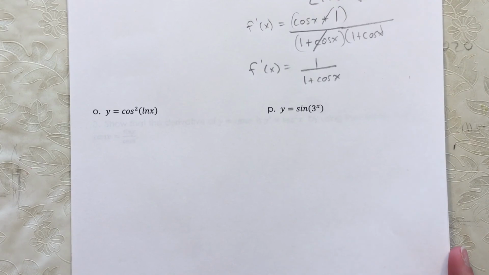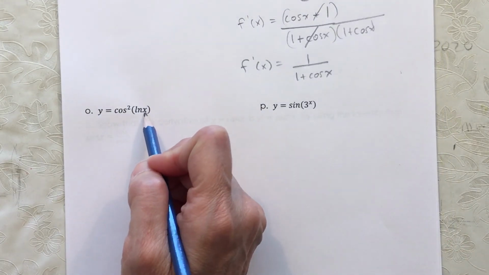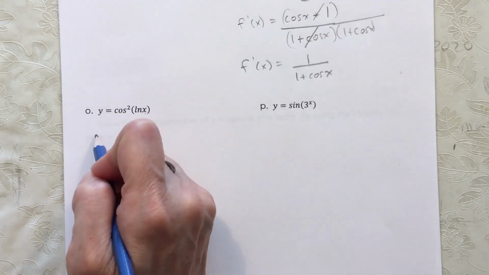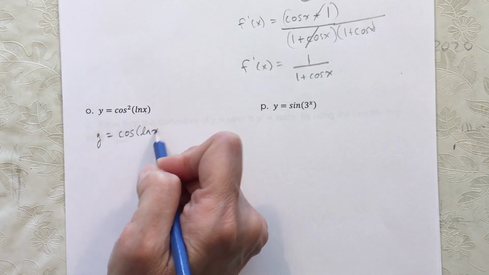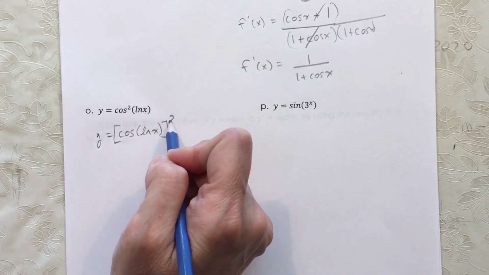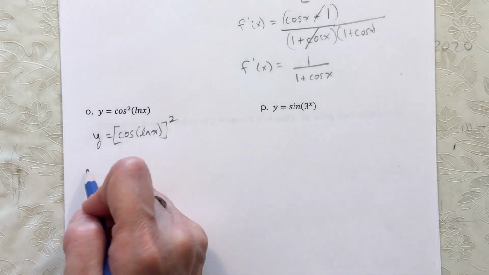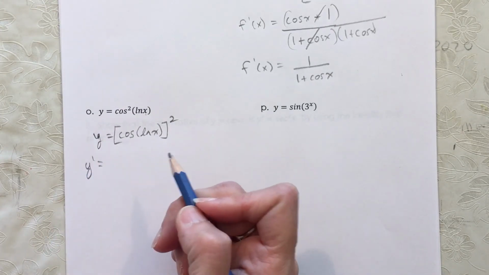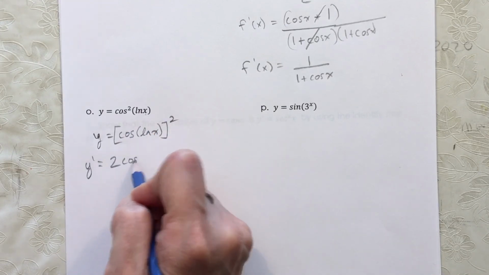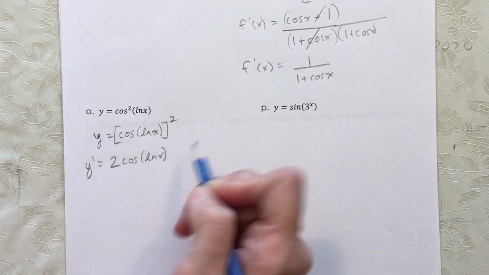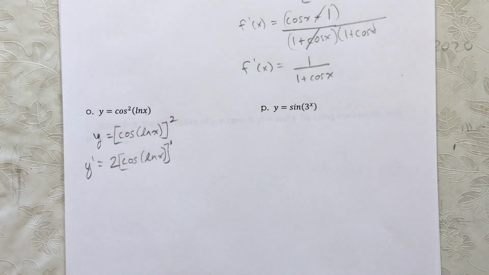So for O, y equals cos squared of ln of x. Again, the x is only in one spot, so it's going to be a chain rule question. You might want to rewrite it first as cos of the ln of x all squared. So all I did was rewrite y. Now I'm going to find y prime using the chain rule. So 2, bring down the exponent, times the cos of the ln of x, to the 1. So that's the first link in the chain.